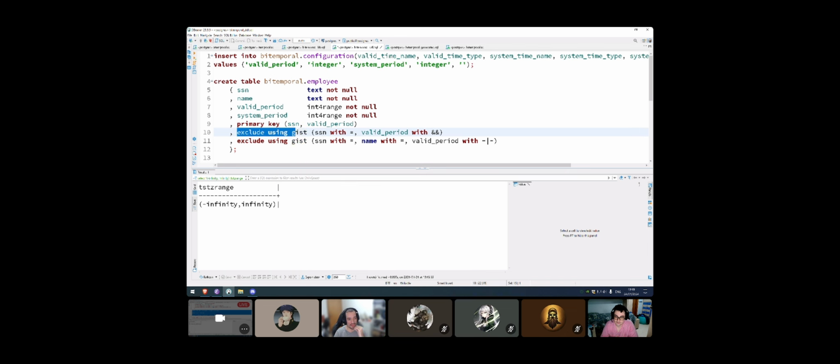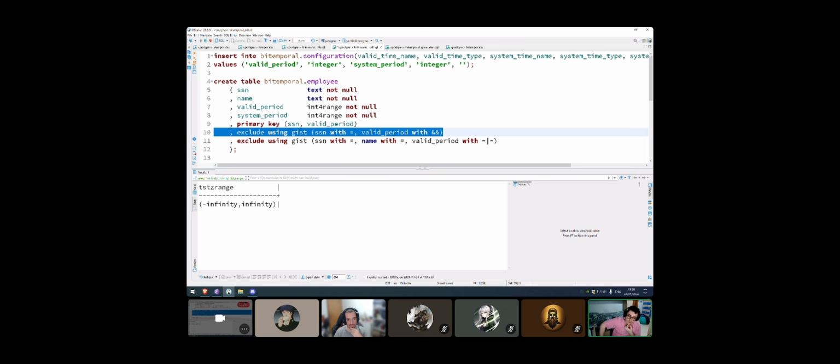And what I'm saying here is the following. Don't let the user insert values on this table where, using the comparison equals for SSN and this operator for valid period, it returns true. If this comparison returns true with any row, it will be blocked. Postgres will not insert it.